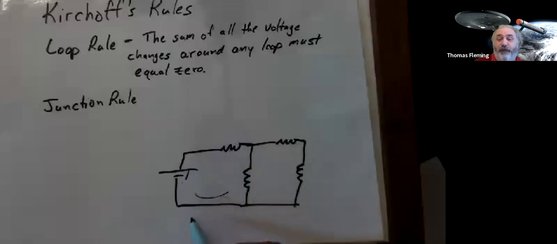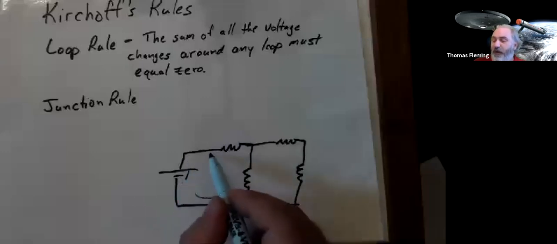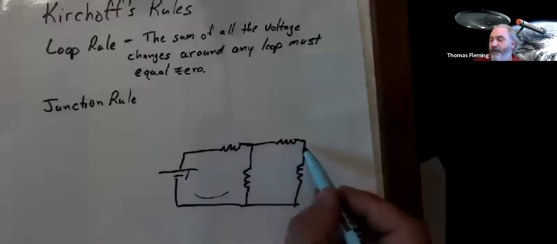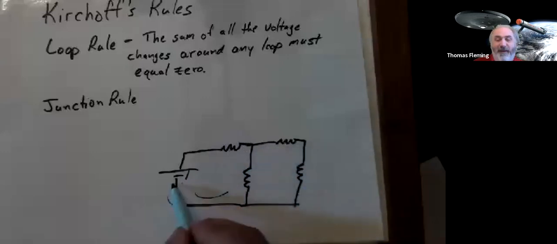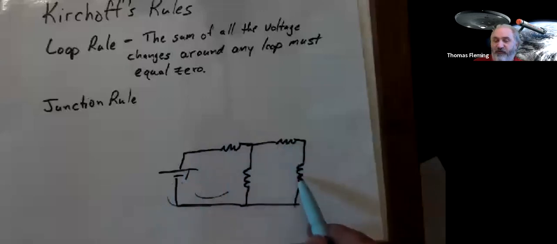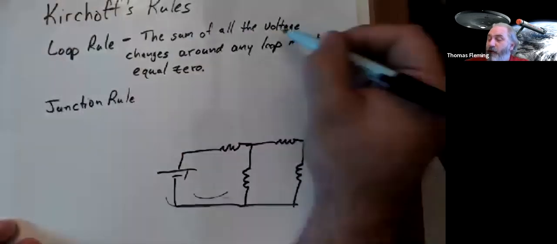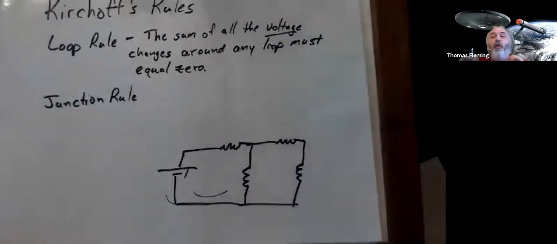If I went around a different loop, it would still have to be 0. So here I have 10 volts. I'm going to drop some. I'm going to drop some more. I'm going to drop some more. And now I'm back to 0. So going around the outside loop, these 3 voltage changes would have to add up to whatever the voltage increase was from that. That's what the loop rule tells me. So key point, the loop rule is about the voltage. It's about how many volts I've got.